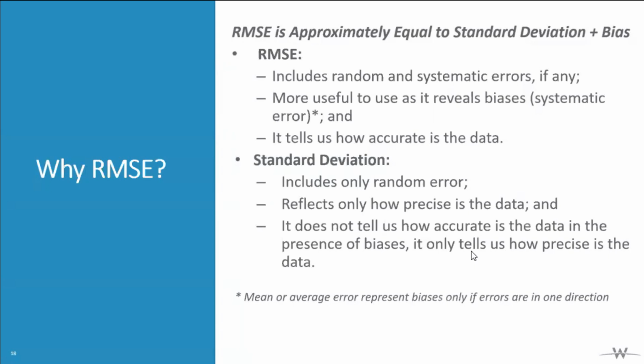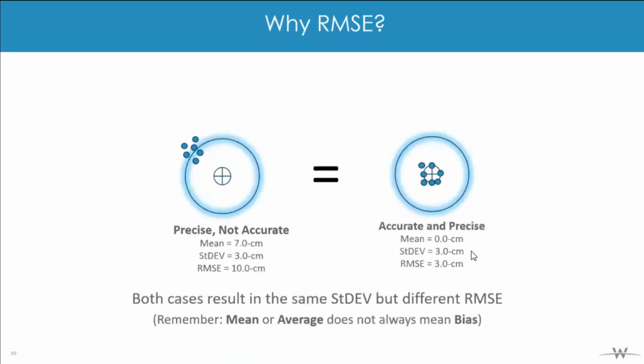So the root mean square error includes random and systematic error, if it exists. It is more useful because it reveals biases, systematic error, and it tells us how accurate the data is, while the standard deviation includes only random error, reflecting only how precise the data is, the repeatability of the data. It does not tell us how accurate the data is in the presence of biases. It only tells us how precise the data is. And this is a good example to show you.